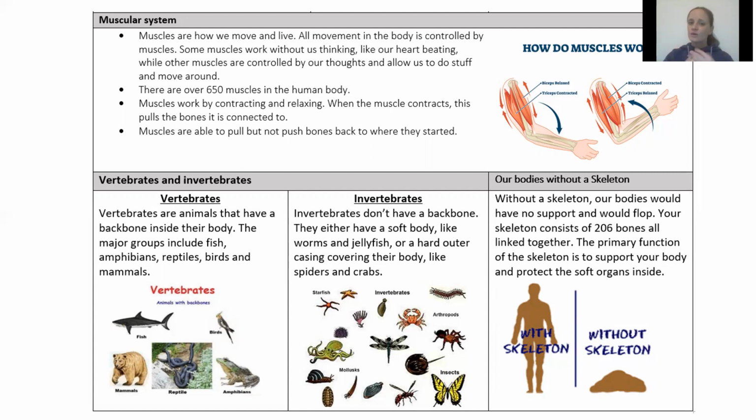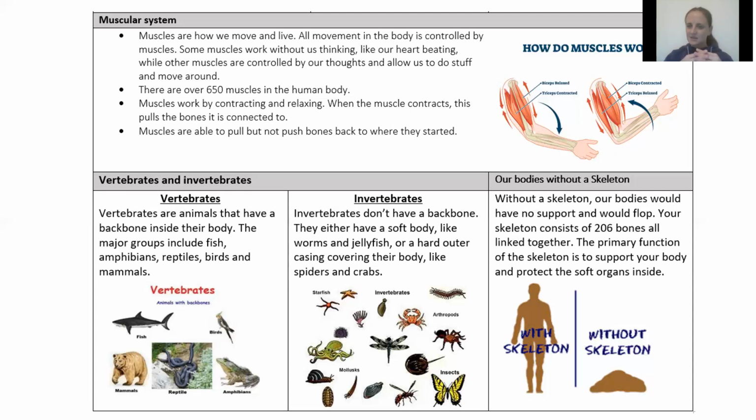And invertebrates are animals that don't have backbones. They either have a soft body like worms and jellyfish, or a hard outer casing covering their bodies like spiders and crabs. And then lastly, our bodies without a skeleton.